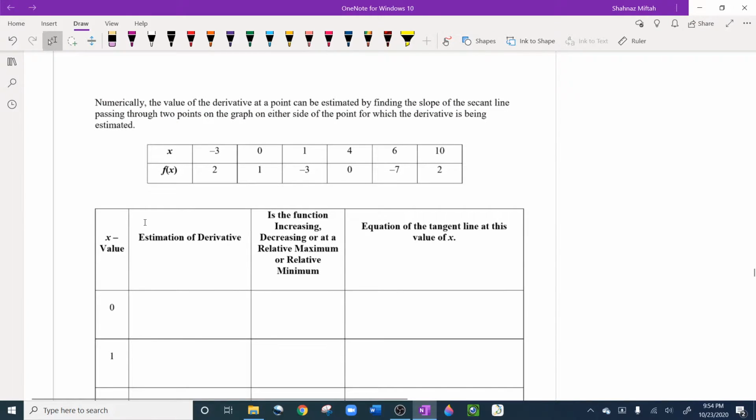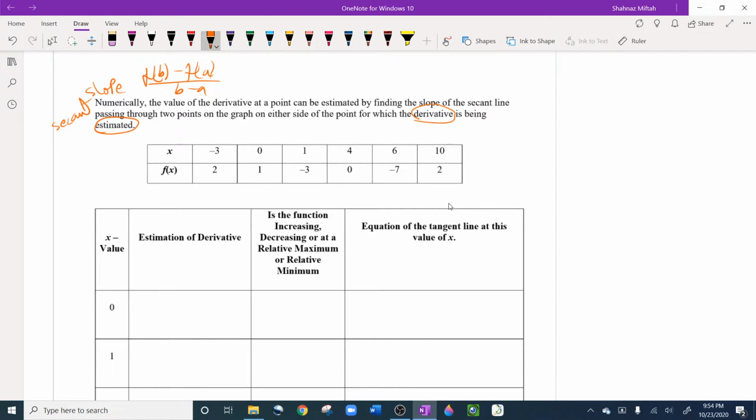Okay, let's try this. Numerically, the value of the derivative at the point can be estimated by finding the slope of the secant line passing through 2 points on the graph on either side of the point for which the derivative is being estimated. Anytime they use the word estimated derivative or derivative estimation, it means I'm doing secant slope. What is secant slope? f of b minus f of a over b minus a. That's what secant slope is. Now they said estimation of derivative, so we're going to use the secant slope because we have the points up here.